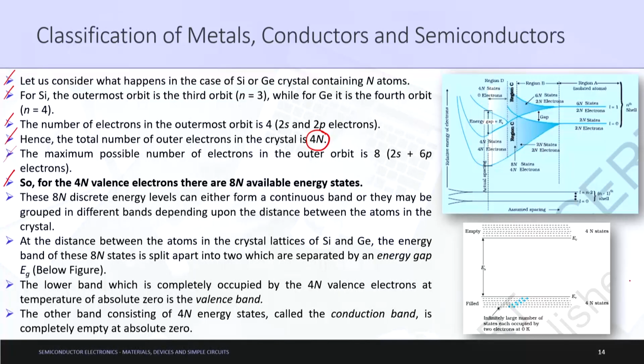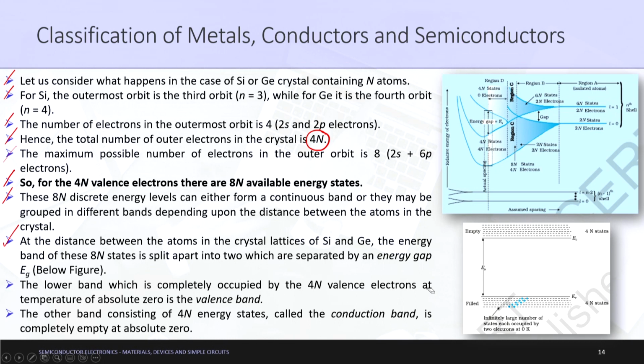So, that is being explained in this type of energy states. These 8n discrete energy levels can either form a continuous band or they may be grouped in different bands depending upon the distance between the atoms in the crystal. How it is being discretized depending upon the distance, I will try to explain to you. For now, let us look here only. At the distance between the atoms in the crystal lattices of silicon and germanium, the energy band of these 8n states is split apart into 2, which are separated by an energy gap Eg. This is one of the definitions of how we can understand this Eg.